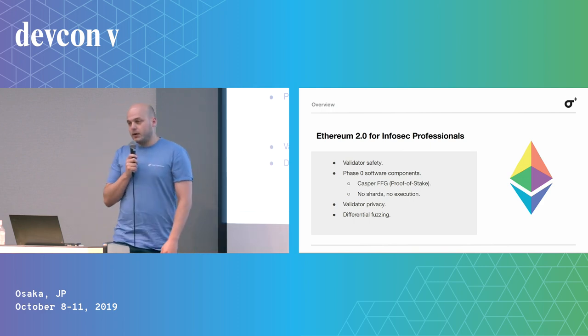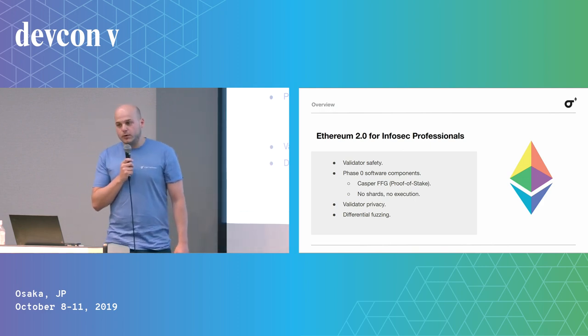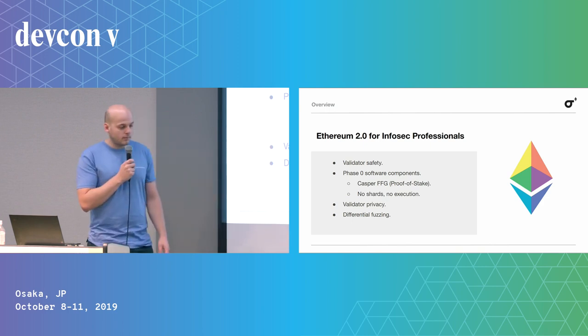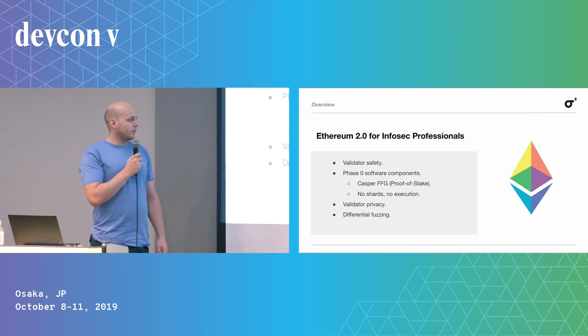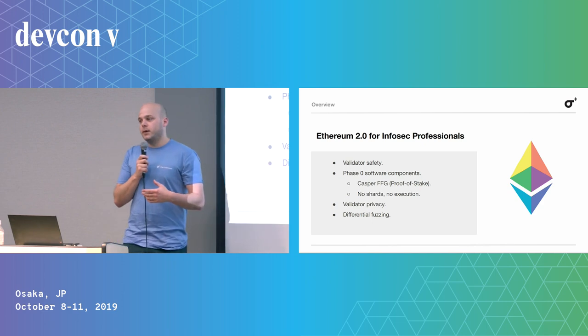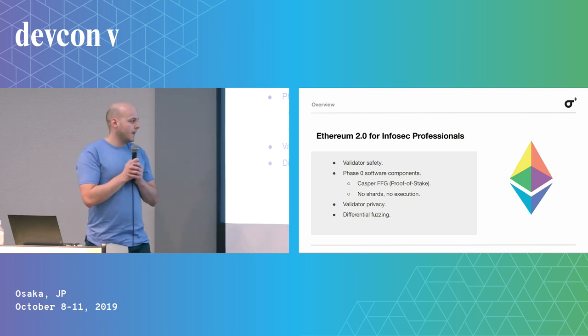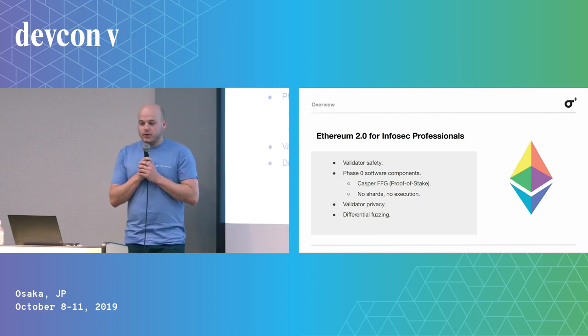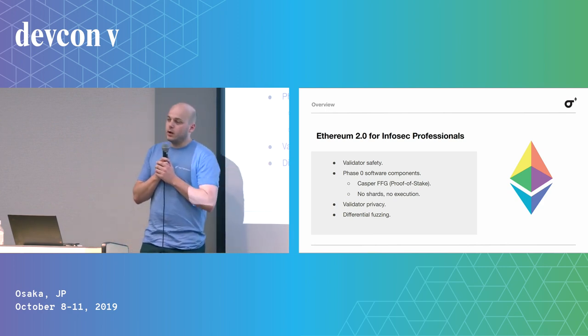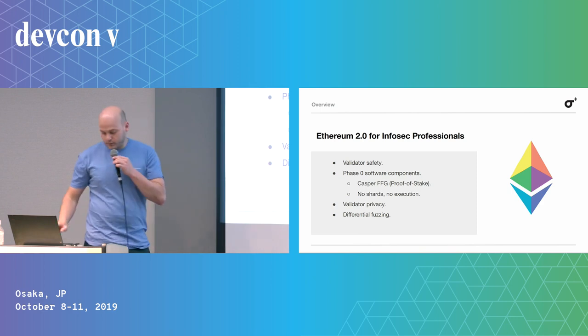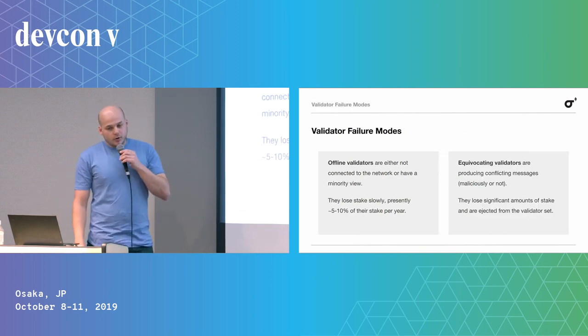I'm going to be talking about the phase zero software components, how we're viewing it as a set of software bits. Phase zero means Casper proof of stake without shards or execution. And Adrian's going to be talking about validator privacy on the network and the differential fuzzing work that's been going on in F2. So I want to talk about validators.